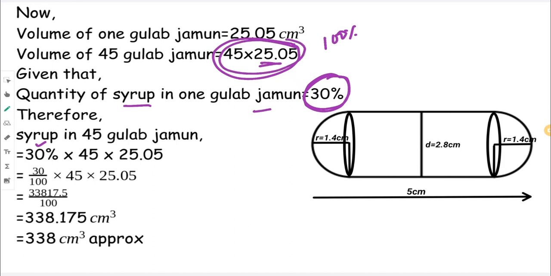So we're going to have what? 30% simply means 30 by 100, then 45 into 25.05. Multiplying these three, 30 into 45 into 25.05, we'll get 33817.5. Divide by 100, so pretty simple. We'll get 338.175, or we can take it approximately. The sugary syrup that is there in the 45 gulab jamuns equals 338 centimeter cube.